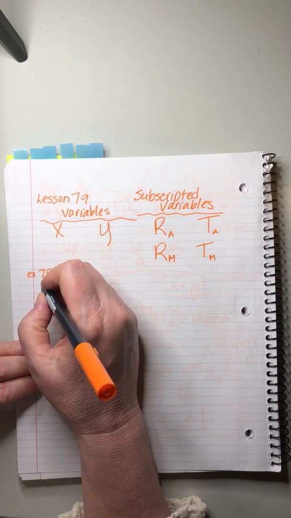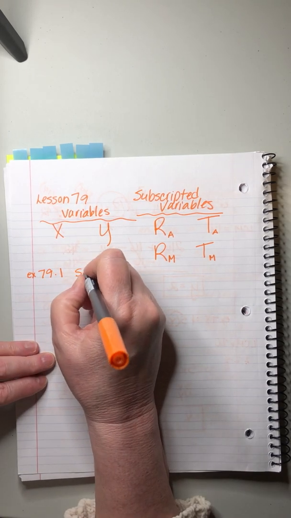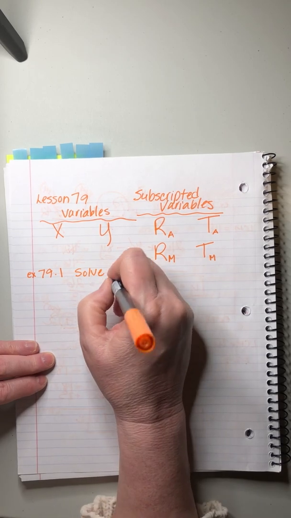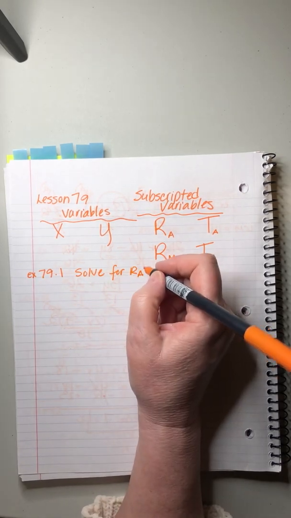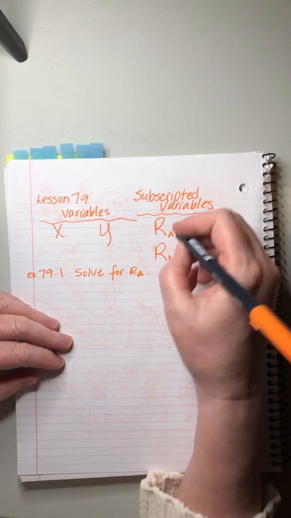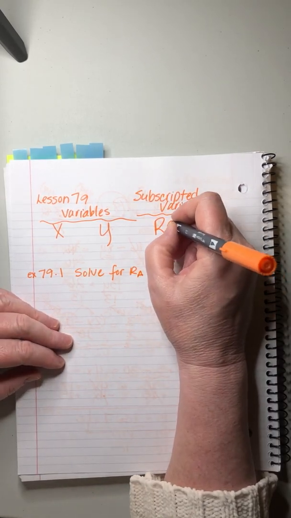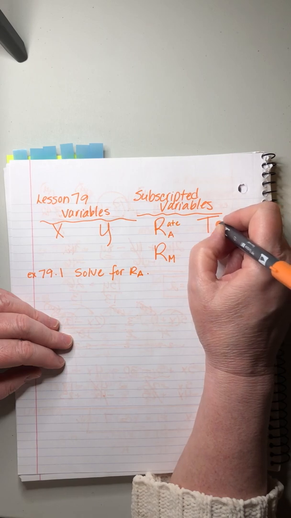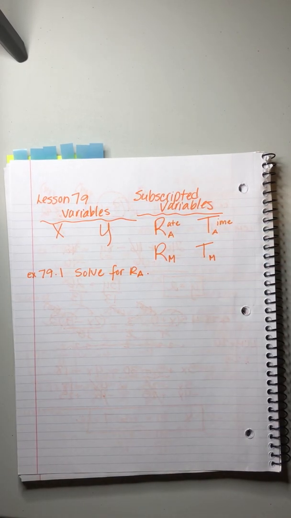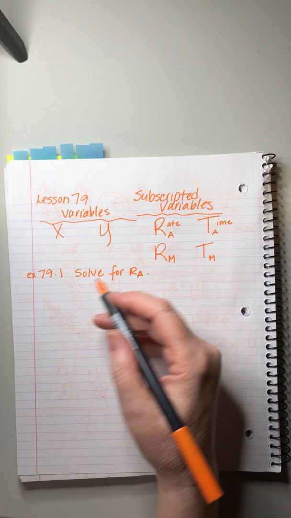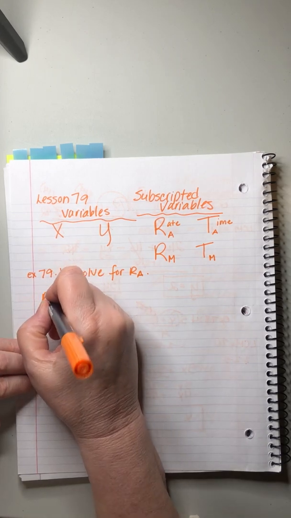All right. So John says, solve the following system of equations for RA. Okay, so you can always assume the R's are rates and the T stands for time. All right. So we're going to be solving for the rate of somebody whose first name starts with an A, probably, right? Okay, this is what John gives us.